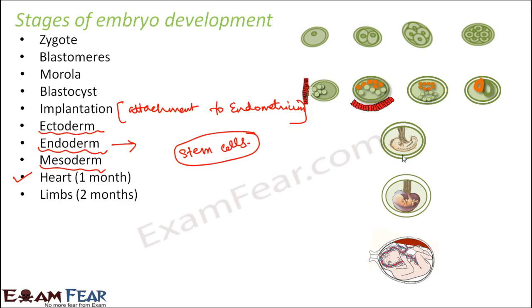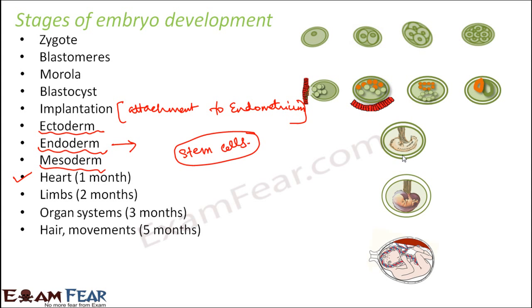Again, after yet another month, so around 2 months, the limbs develop, where you can actually see the legs and the hands and those things. And when it is 3 months, the organ systems develop. The digestive system can be seen, the digestive tract. Similarly, all other systems of the body also start developing.